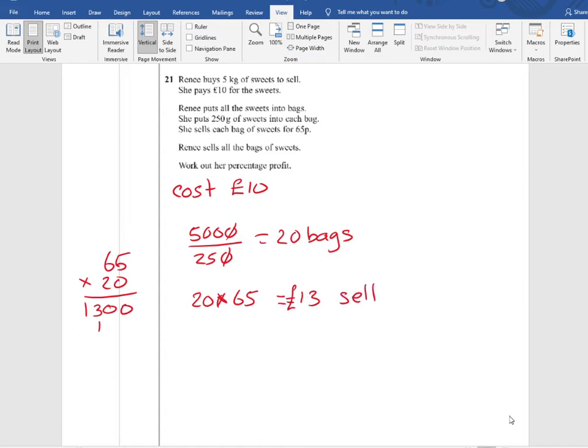Now we've got to work out the percentage profit. So it's going to be the difference over the original, times 100 to get us into percent. The difference is £3, the difference between 10 and 13. The original is 10, times that by 100, cancel, cancel, and 10 times that is 30%. 30% profit. Hey, good markup, Rene.